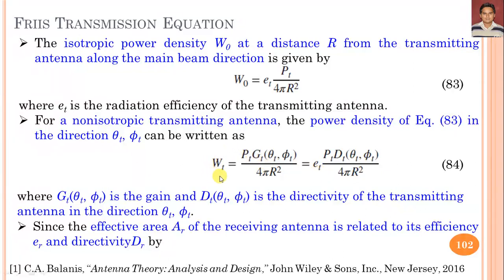So we can say the power density for a non-isotropic transmitting antenna is given by this expression (84). Since the effective area of the receiving antenna is related to its efficiency e_R and directivity D_R, or sometimes we can say that the effective area depends on the gain of the antenna, that we have discussed in the previous lecture of this series on effective area analysis and input impedance analysis.